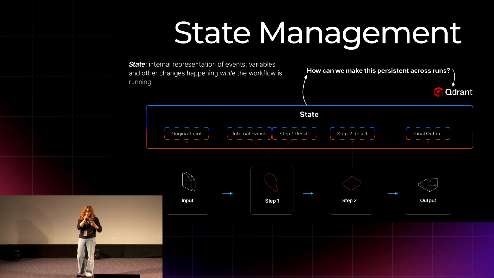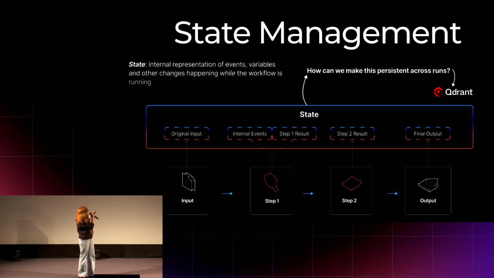But we have a big problem. State is tightly linked with the workflow that you're running, with the single run. And so what you need is some kind of persistency of the state. And how do you manage the persistence of the state? Well, you can use a normal database, but since we are spicy engineers, we want to use Qdrant. We want to use vector databases.